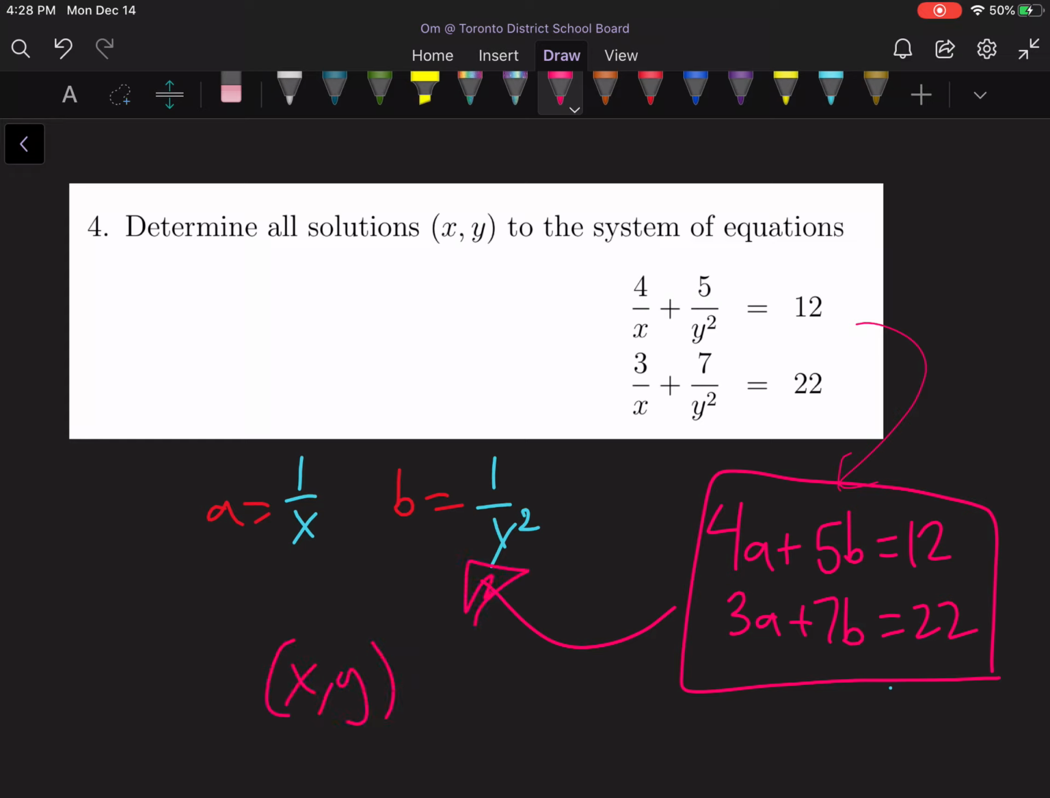The reason it's all solutions, not just one, like in the other question, is that you have a y squared, meaning that you're going to have to take the positive and negative square root of both sides.